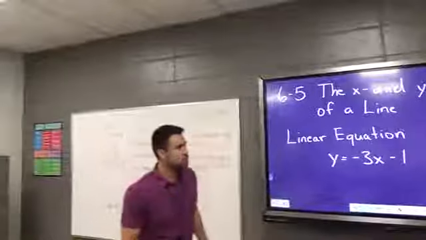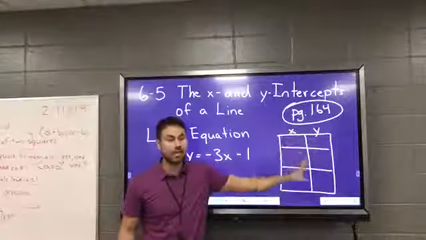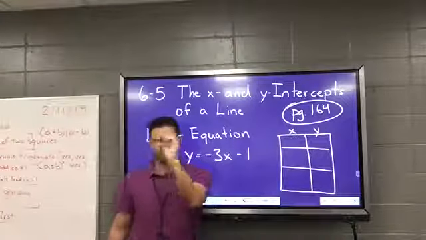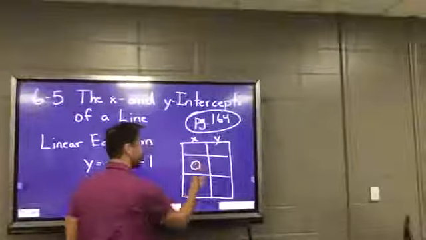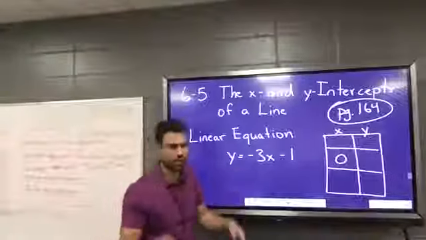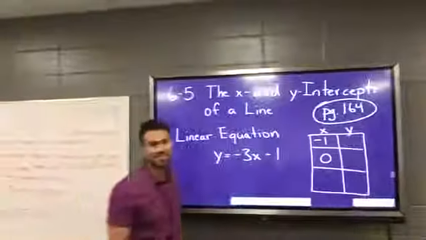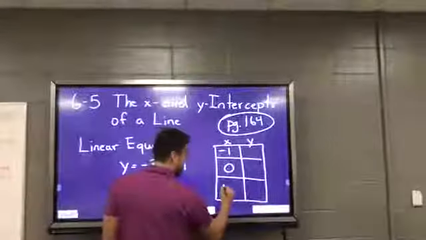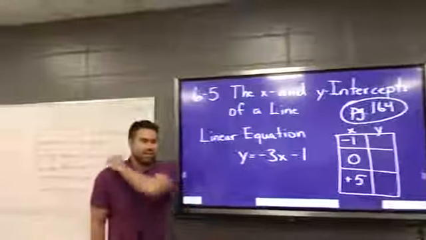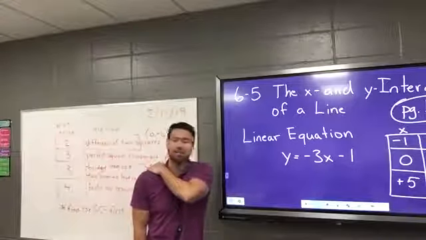Okay, do you guys remember when you have a table and they gave you no numbers? What numbers do I want you to pick? I want you to pick 0 and then something positive, something negative. So someone give me a negative value. Negative 1. All right, give me a positive number. Positive 5. I'm going to go with 5 just because 1 is kind of small. You want to spread yourself out a little bit, so I'll go negative 1, positive 5, and 0.